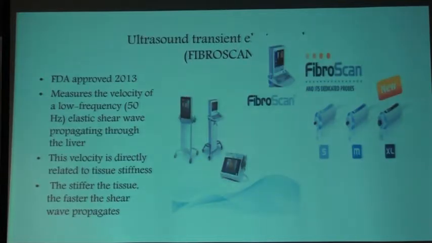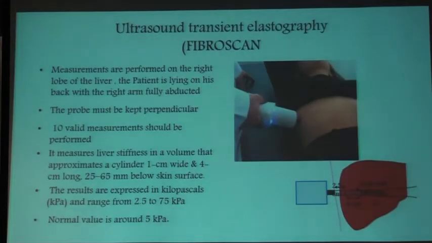The most commonly used, which recently, 2 or 3 years ago, had the FDA approval, is the FibroScan, which has been available for years in our country. It measures the velocity of the low frequency elastic shear wave propagation, and the velocity is directly related to the tissue stiffness. The stiffer the tissue, the faster the shear wave propagation in the fibrosis areas.